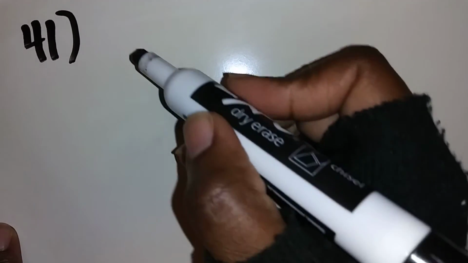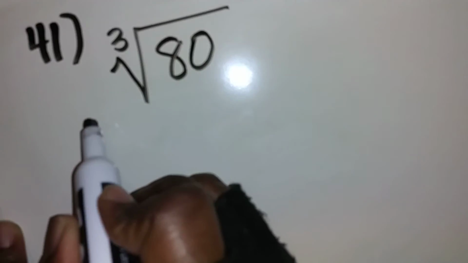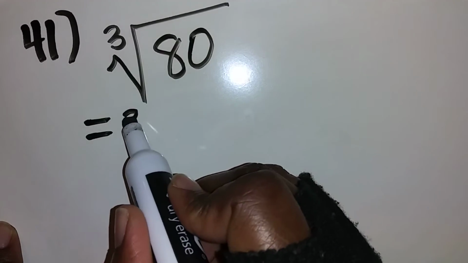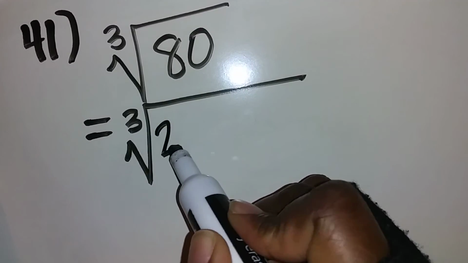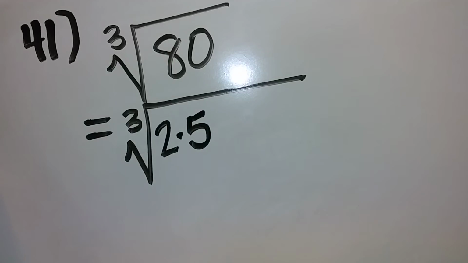Okay, look at number 41. It says simplify the cube root of 80. Right here, I need 3 of the same. You can break down 80 however you like because it's all going to multiply back to 80. Let's do some mental math. I know 8 times 10 is 80. Okay, let's break down 10. I know 2 times 5 is 10. So we know 10 times 8 is 80.